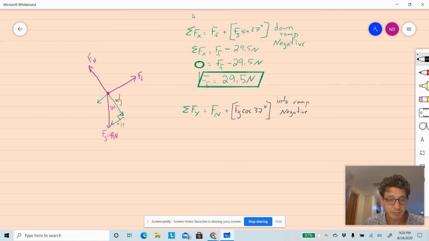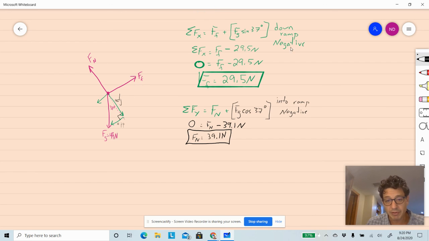So again, it's not moving, so the sum of forces is 0. The normal force, the support force, minus 39.1 newtons. What minus 39.1 equals 0? The normal force is 39.1 newtons. That's our other part there.